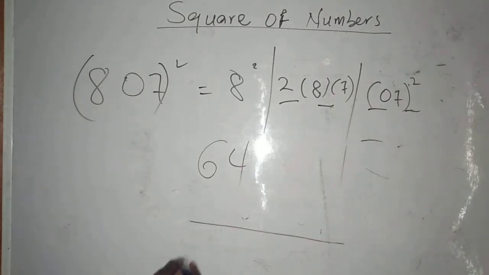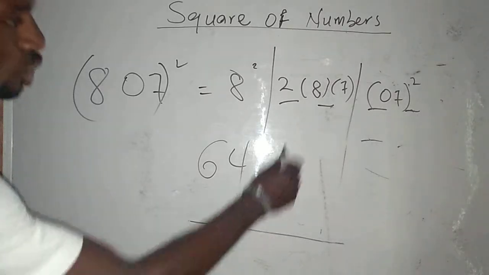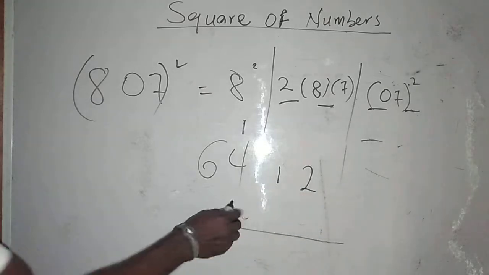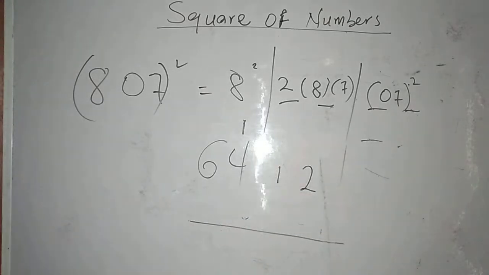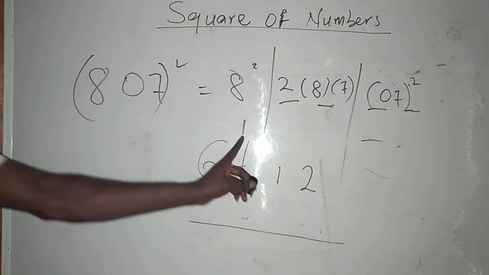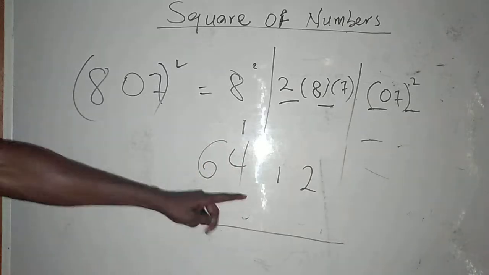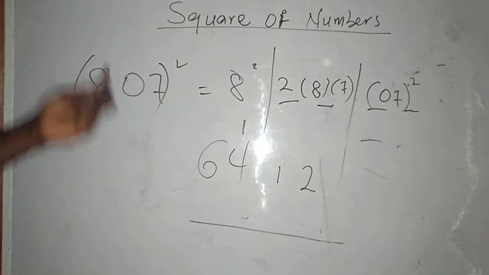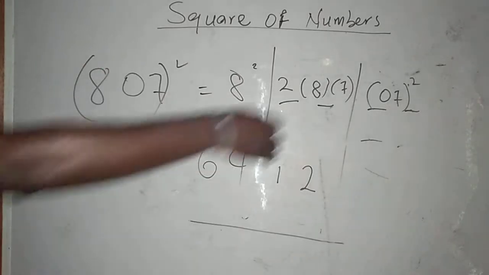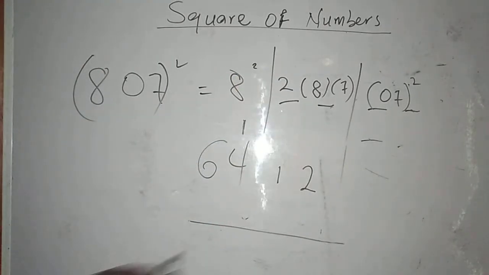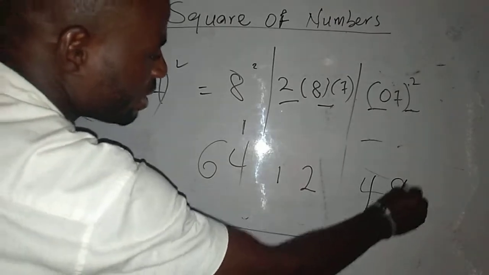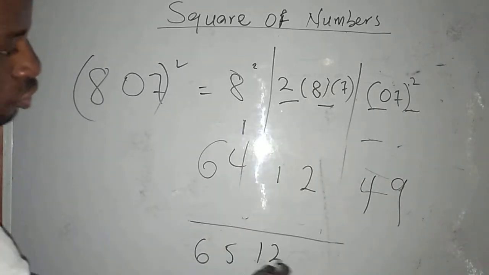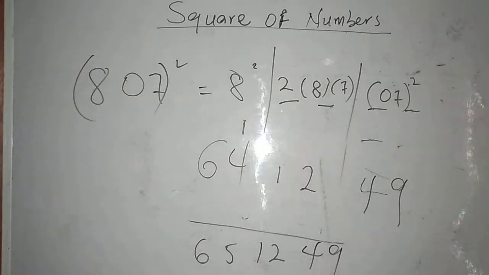Now 112, because of what? This is 112. I will have my 1 and I have my 1, 2. I mean 1 1 2. Now this is my 112. The 1 will drop because I have only 2 stands here. If it is more than 2 stands, I will move on. Now 7 square is going to be what? 49, which is my 49. My final answer will be what? 65249, which is what?